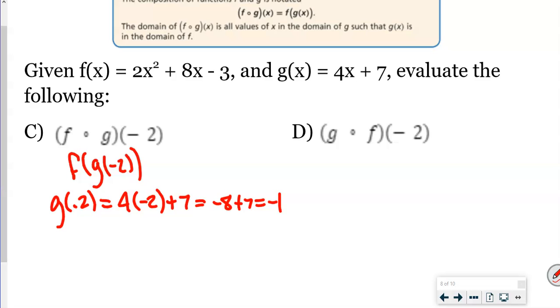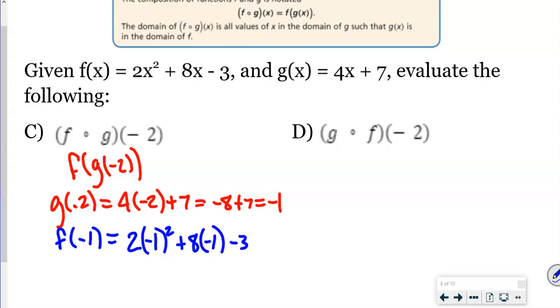Now we're going to put that in our f function, right? So we're going to say f of negative 1, and that's equal to 2 times negative 1 squared plus 8 times negative 1 minus 3. So this is going to be 2 times 1, which is 2, minus 8, minus 3. Isn't that going to be 2 minus 11, which is negative 9, right? So that's negative 9 right there. Okay?